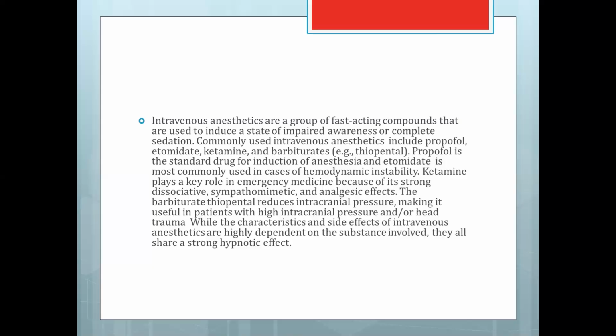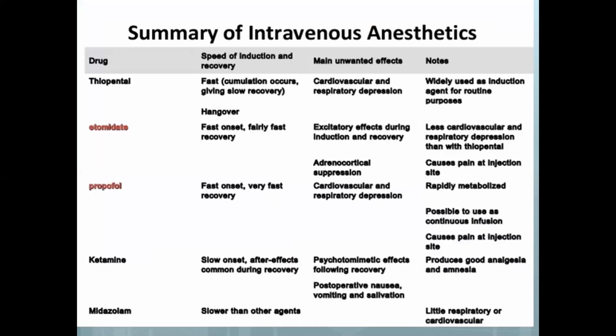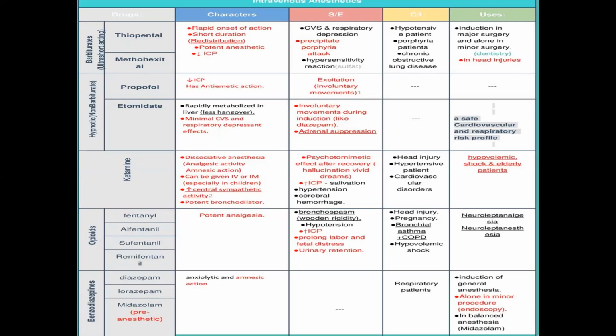This is basically a summary diagram that talks about characteristics, side effects, contraindications, and uses. You can go through this in your own time. This is another summary diagram. These are my references. So basically that's all about intravenous anesthetics.